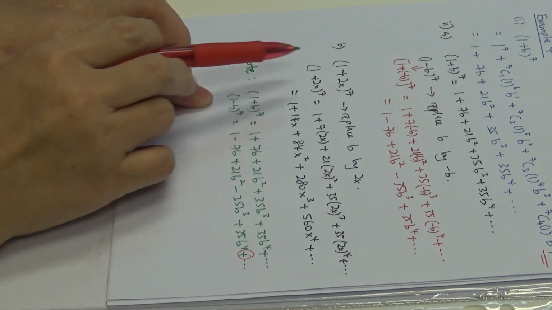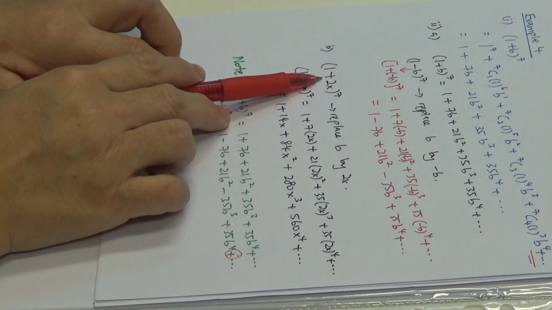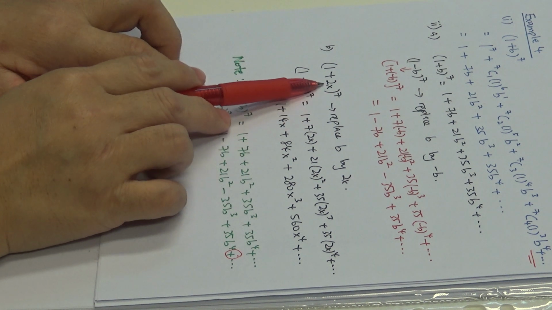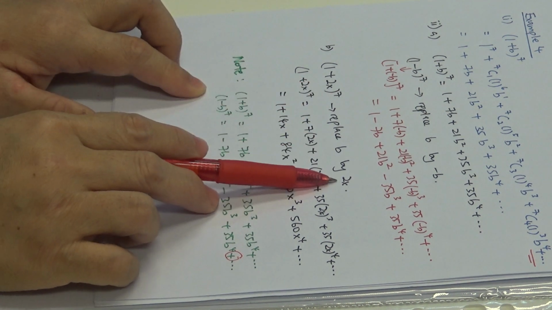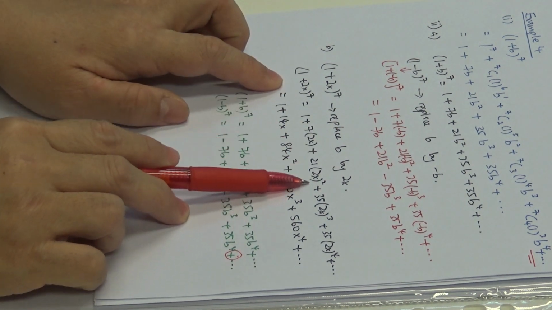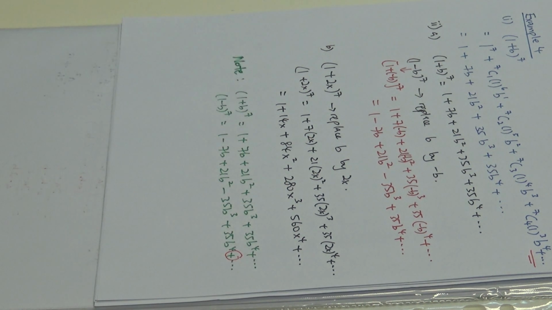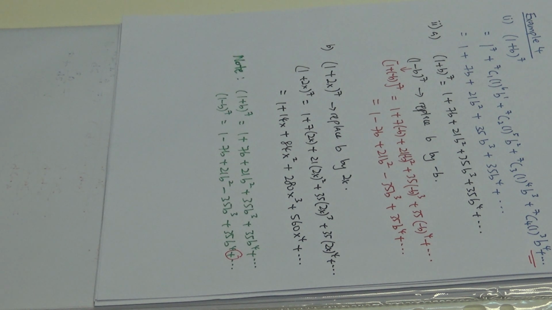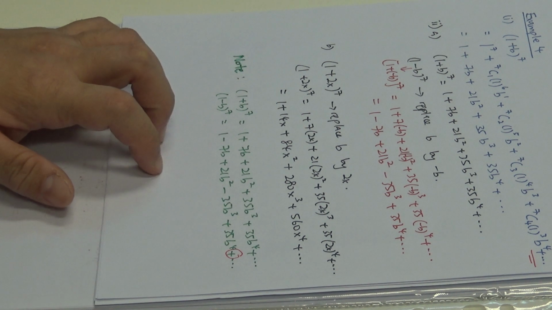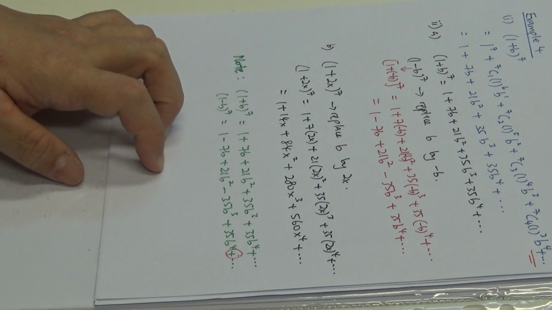Okay? Now, as for example 4, part 2b, 1 plus 2x to the power of 7. Now, you can see that I can replace b by 2x in this particular expansion. So, I replace b by 2x, I will get this answer. So it's just replacing b by 2x, and I will get part 2b of example 4. Alright, so that will conclude example 4 of the binomial theorem.